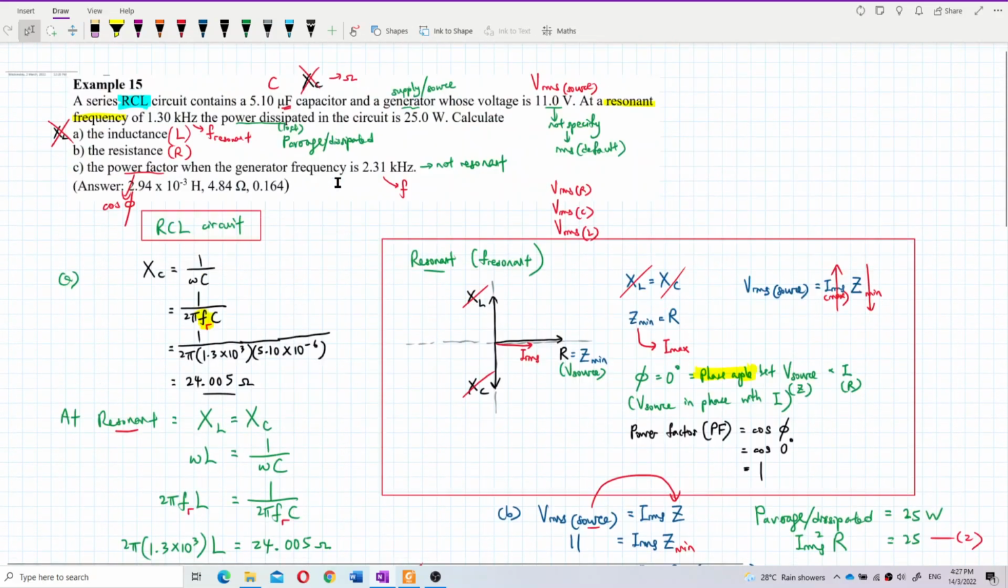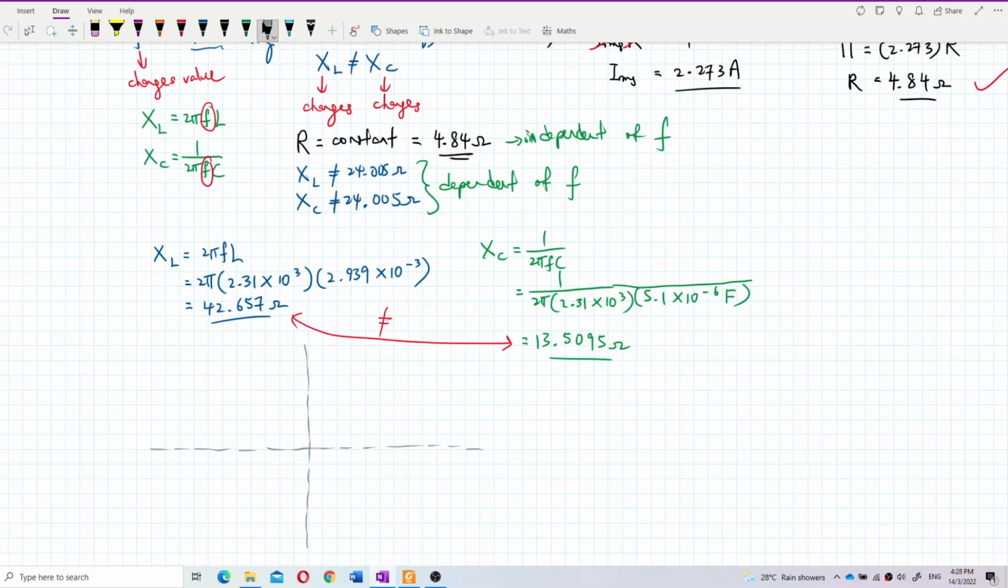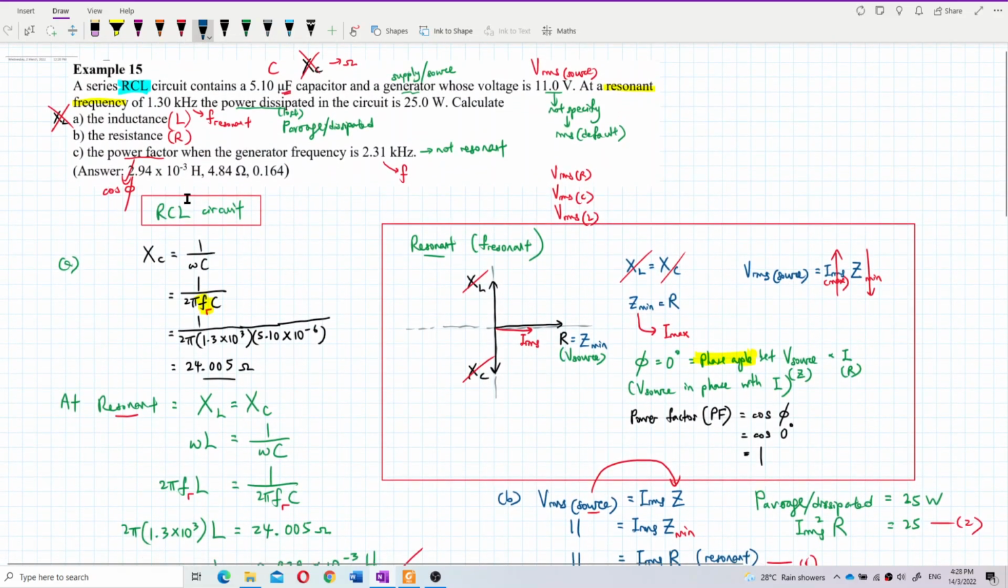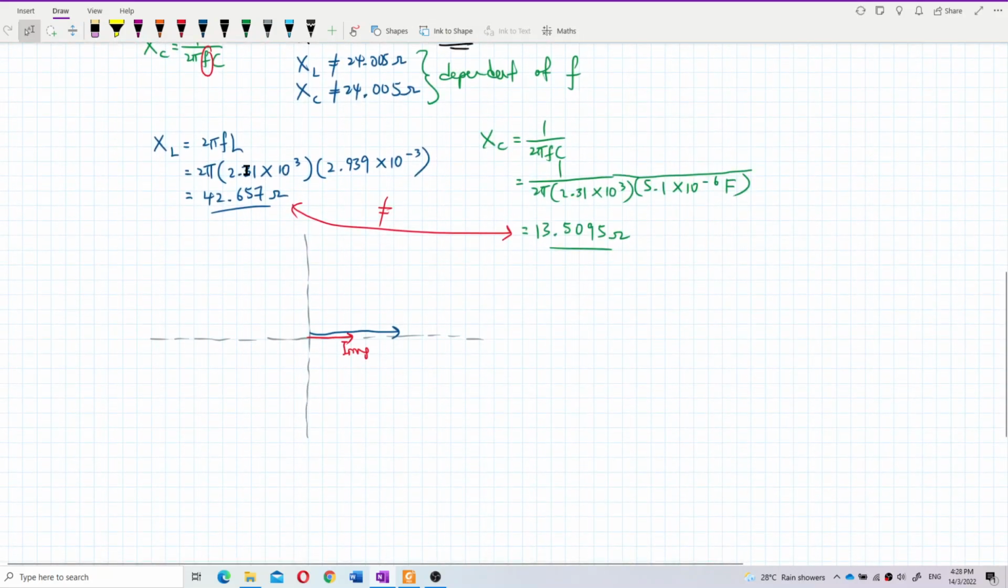Okay, so if you want to find the power factor, you need to draw the phasor diagram. Draw again the phasor diagram. Let's draw it. First of all, I draw the IRMS, and then I draw the resistor. This is an RCL circuit, right? So it has everything. First of all, it has a resistor.